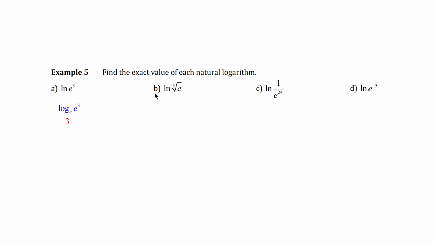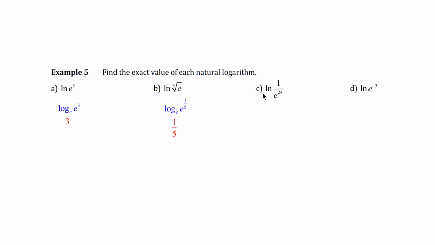For part B, we have natural log of the fifth root of e. Again, we need to rewrite the natural logarithm as log base e and rewrite the radical as an exponent. We get log base e of e to the 1/5 power. After simplifying this using property number 2, we get the final answer of 1/5.